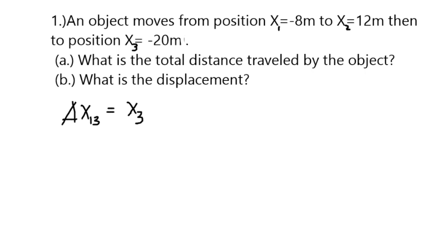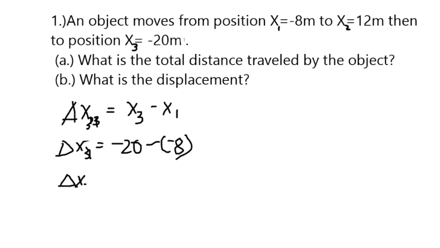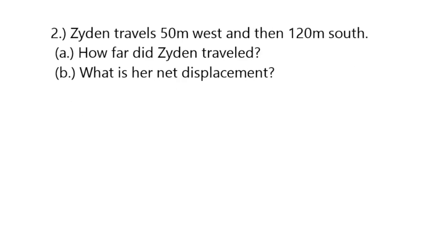Now, let's go to part B. What is the displacement of this thing? So, applying the formula, we just get the change in x sub 3 and then x sub 1. And that's as simple as that. So, negative 20 minus negative 8. And then, we're just going to use simple algebra just to solve this problem. So, distributing the negative sign will give us a positive value. And x sub 3 minus x sub 1 is, what is this? Negative 12. So, it is negative 12 meters. Now, let's move on to our second problem.